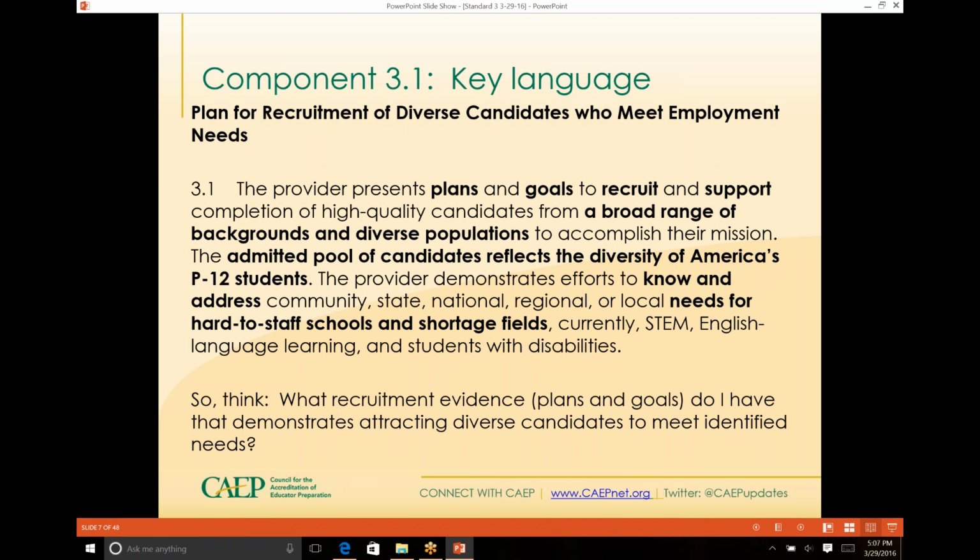So you're wanting to demonstrate that you know and are addressing needs in shortage areas as well as hard-to-staff schools. In addition to that, as we go in and look at what some of the evidence is and what some of the criteria for sufficiency to meet the standard are, you'll see where CAEP is putting more emphasis on the diversity of your recruitment, that there is a result demonstrating that you're attempting to recruit more diverse candidates.